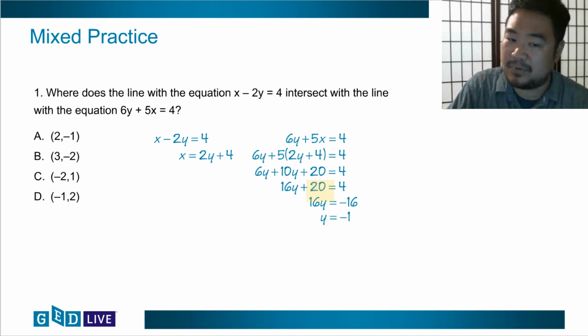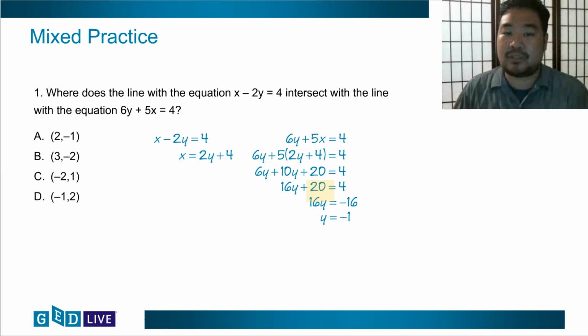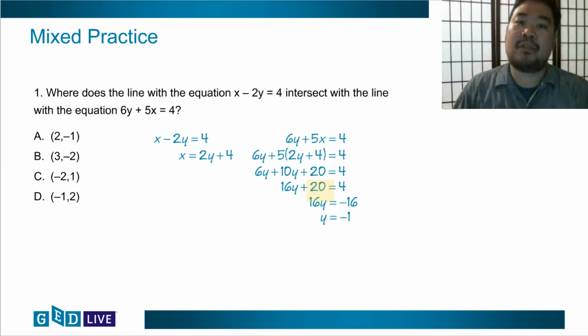And when we divide both sides by 16, y is equal to negative 1. Now, here's a way, though, to just really instruct your students on the important parts of being able to analyze information, to be able to critically think here.